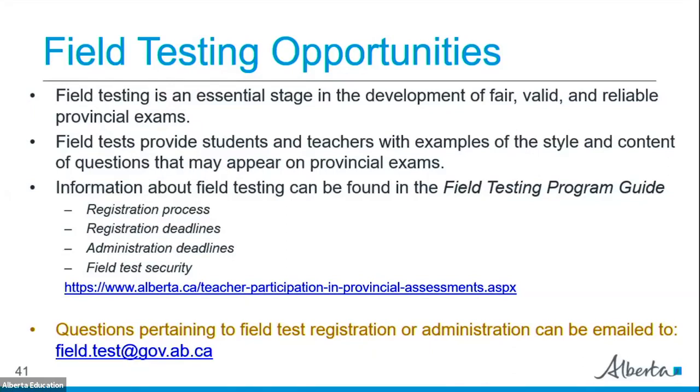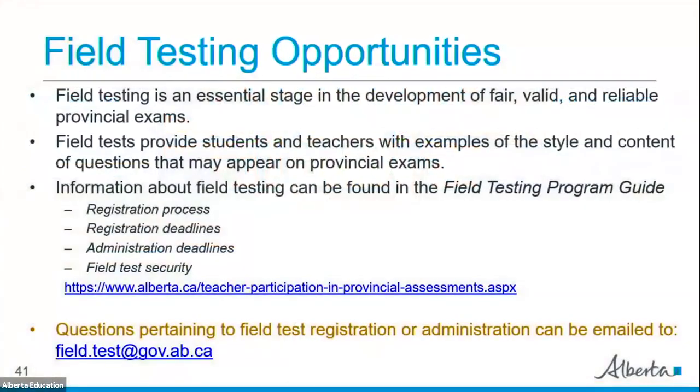To find all information about field tests, you can go to the link shown on the page there, and it goes directly to the teacher participation in provincial assessment section on our website. What you can find in this program guide is how you can register for a field test, the registration deadlines, along with the administration deadlines, because there is a deadline for paper field tests, especially because they need to be sent back to us, and then we mark them during the marking session. And these are potentially future diploma exam questions. So field test security is important to us, and we ask that you use the same security procedures as you would for a diploma exam. Any questions that you have about field tests can go directly to the exam administration branch at field.test@gov.ab.ca. Or you can ask us and we will direct you to the people who can answer your questions.